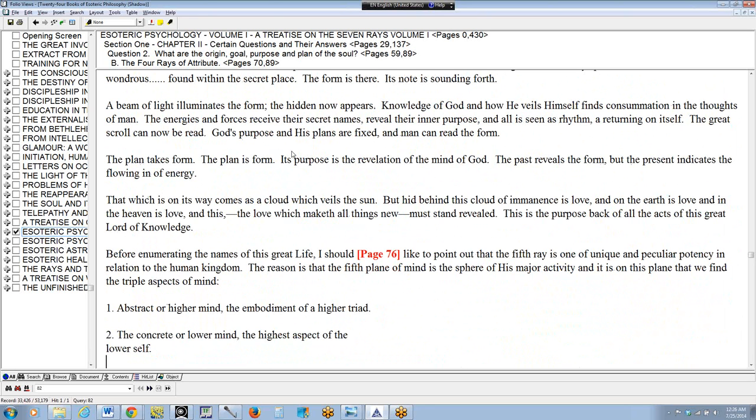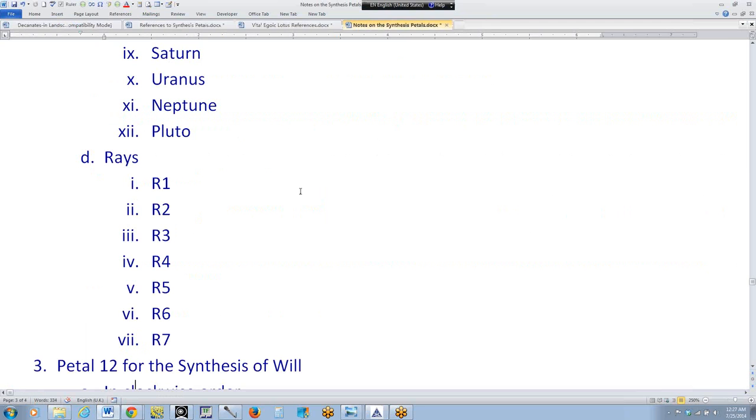That which is on its way comes as a cloud which veils the sun. And here's the way the fifth and second ray blend. But hid behind this cloud of immanence is love, and on the earth is love, and in the heaven is love. And this, the love which maketh all things new, must stand revealed in the light. You see, there's the fifth ray. This is the purpose back of all the acts of this great Lord of knowledge. What a fantastic blending of the second and fifth rays, and that's exactly where we are when we're dealing with this petal which gives us the light of love in a synthetic manner.